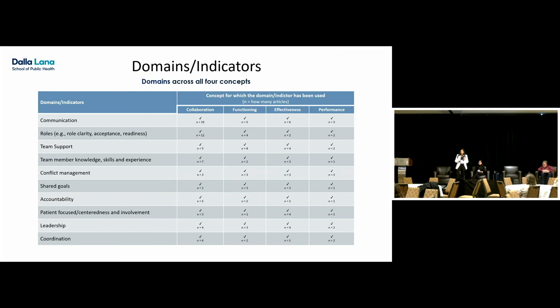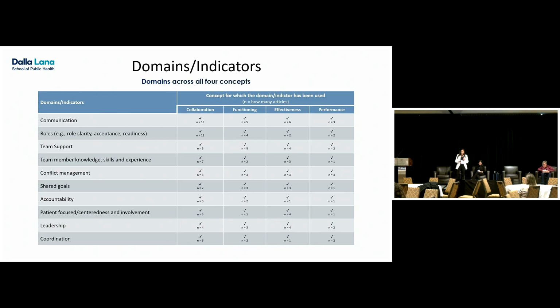And then this slide is very interesting. So I've only highlighted for you sort of the top 10 here. There's like 100 that we pulled out. So we essentially looked at all of the different domains for these concepts. So for example, communication, roles, team support, team member knowledge and skills, conflict management, shared goals, accountability, patient-focused care, leadership, and coordination. And you'll see that there's overlap in all of these indicators across all of these concepts, right?